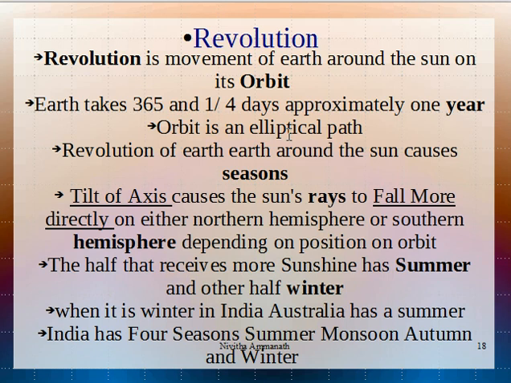The half that receives more sunshine has summer, and the other half has winter. The hemisphere that receives more sunshine has summer, and the other hemisphere that receives less sunshine has winter. When it is winter in India, it is summer in Australia. India has 4 seasons: summer, monsoon, autumn and winter. Monsoon is the rainy season in India.